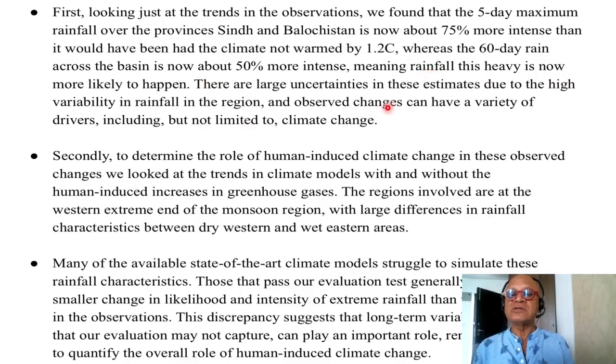There are large uncertainties in these estimates due to the high variability in rainfall in the region, and observed changes can have a variety of drivers, including but not limited to climate change. So this is a caveat which has to be remembered.